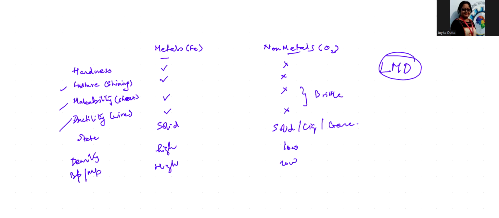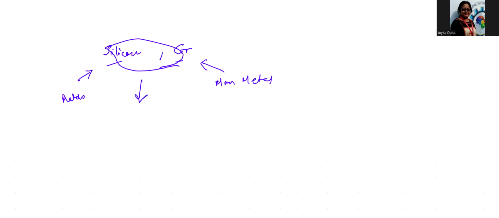In between, there are a few options, like silicon and germanium. They have a lustrous property like metals, but they are very brittle, which is a property of non-metals. So these belong to the group of metalloids, which show some properties of metals and some properties of non-metals. So they are known as metalloids.